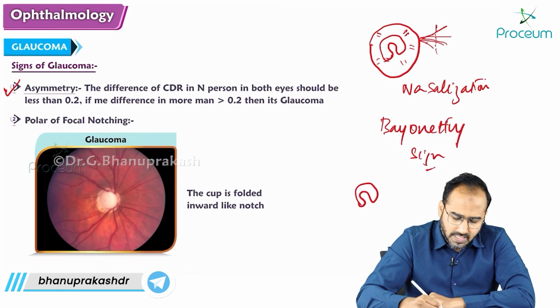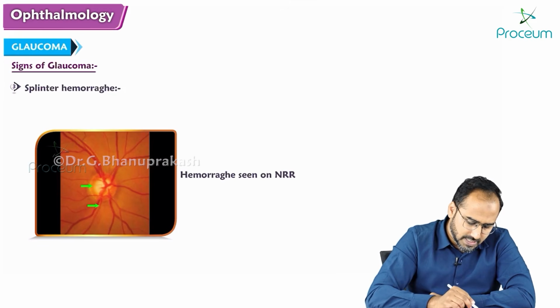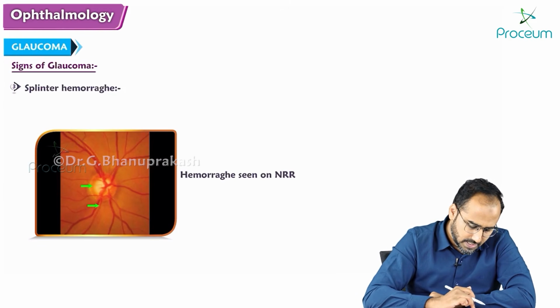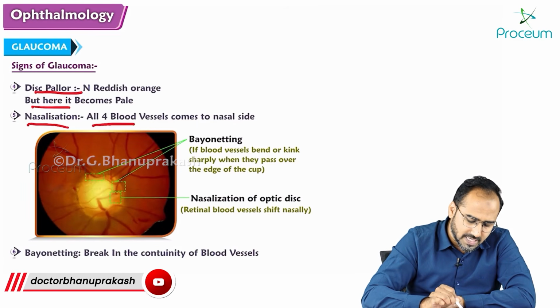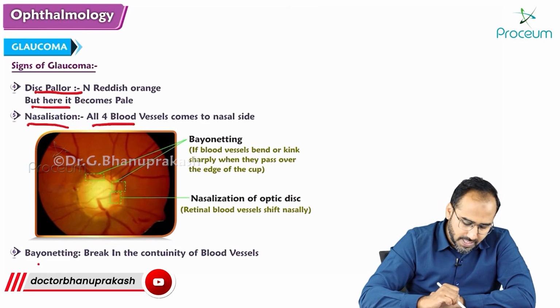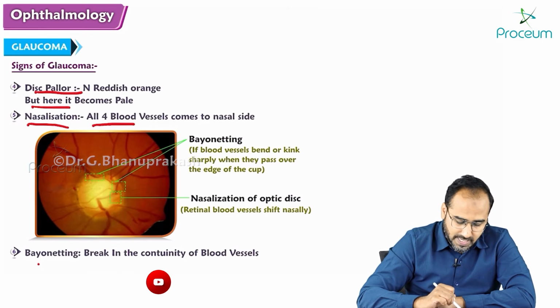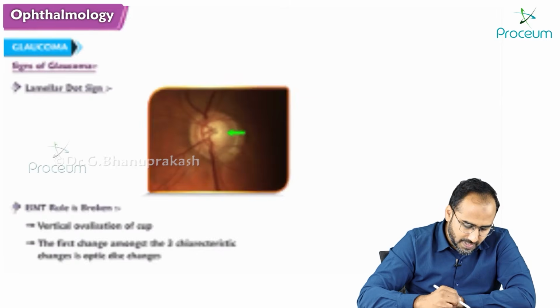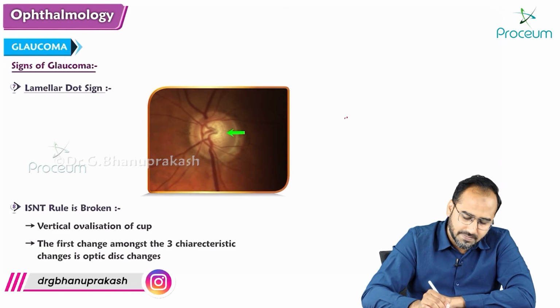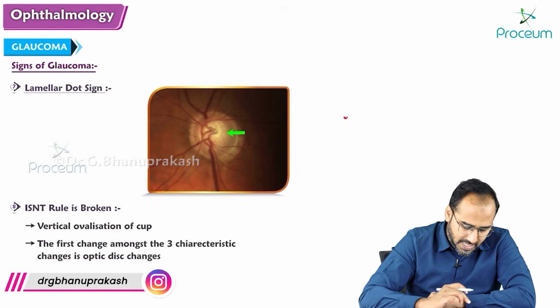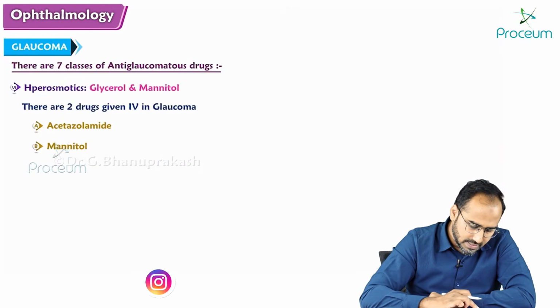Focal notching of the cup. Second is splinter hemorrhage. Third, the disc becomes pale, disc pallor. Next is nasalization: all blood vessels come to the nasal side. Next is bayoneting. What is bayoneting? A break in the continuity of the blood vessel is called bayoneting. Due to that break, a small dot will appear in the cup, which is called the laminar dot sign.